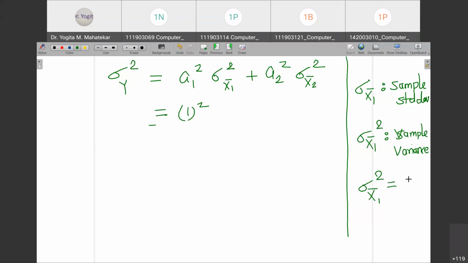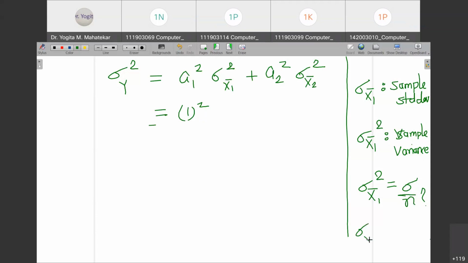Sample average is equal to the population average. But what about the sample variance? Is it equal to population variance? Divided by n. Yes. So sample variance is not exactly equal to the population variance, but you have to divide it by n. Isn't it? So sigma x1 bar is sigma by n, where sigma is the population variance.